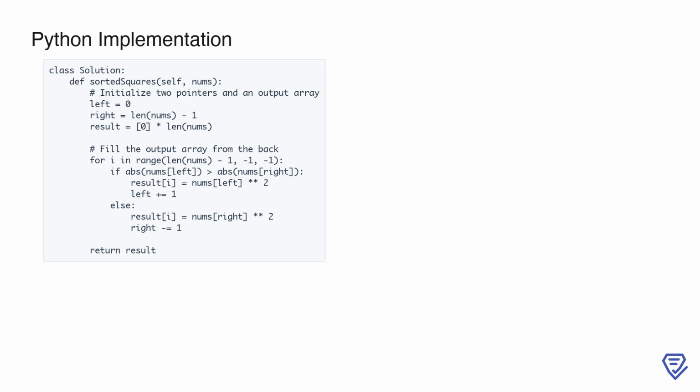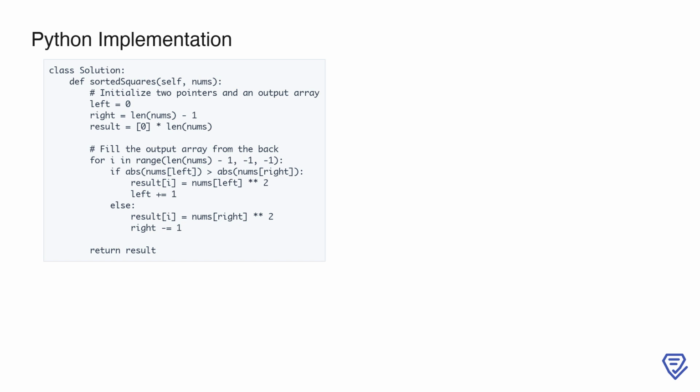4. Repeat for all indices. This process continues until all positions in the result array are filled. 5. Return the result. Finally, the result array, which is now sorted, is returned. This approach ensures that we process the entire array in O(n) time, where n is the length of the input array. It avoids the need for extra sorting operations, making it both time efficient and space efficient.